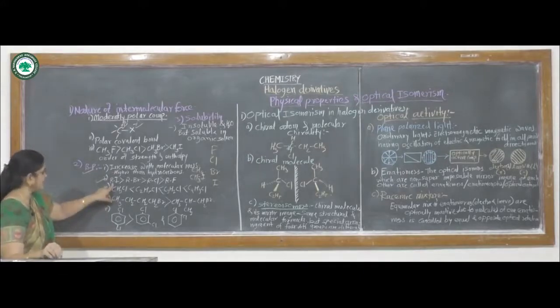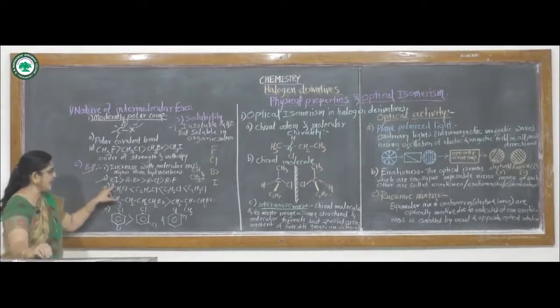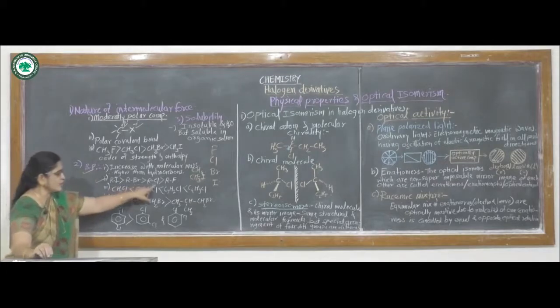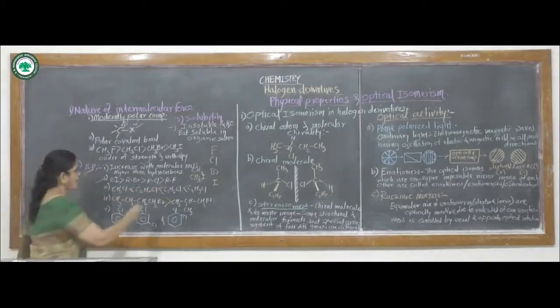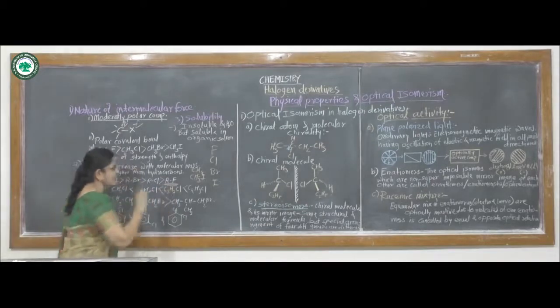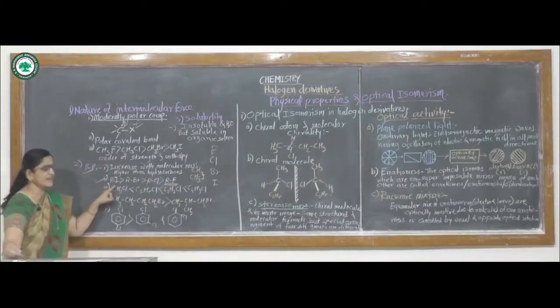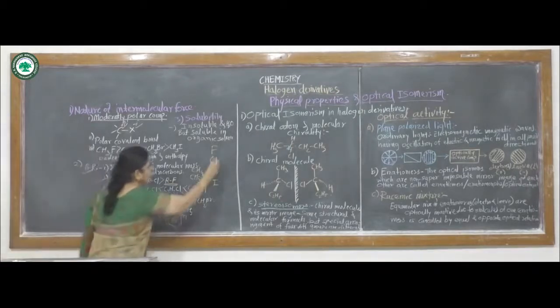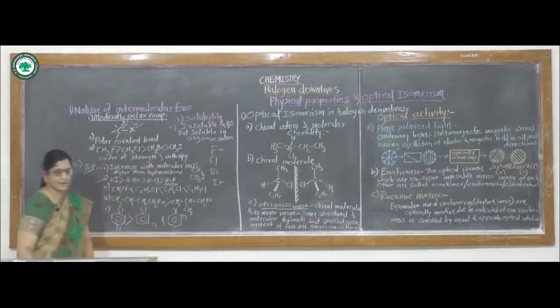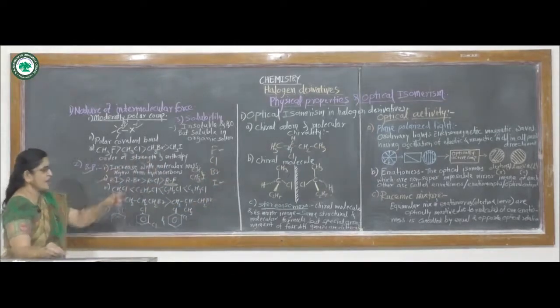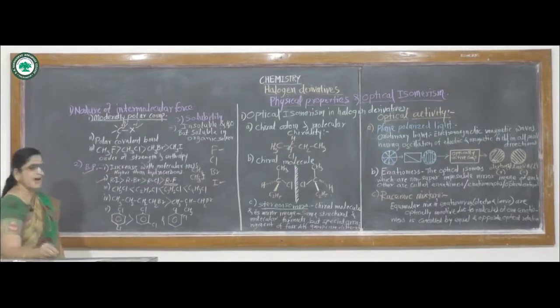Then among alkyl halides, the boiling point goes on decreasing from alkyl iodide to alkyl bromide to alkyl chloride to alkyl fluoride. That means the boiling point of alkyl fluoride is less than that of alkyl iodide. The boiling point goes on increasing from alkyl fluoride to alkyl iodide.